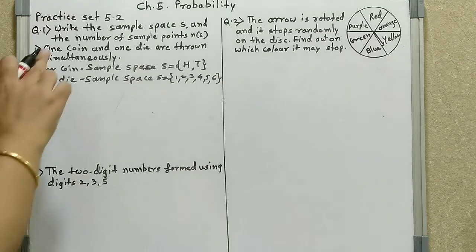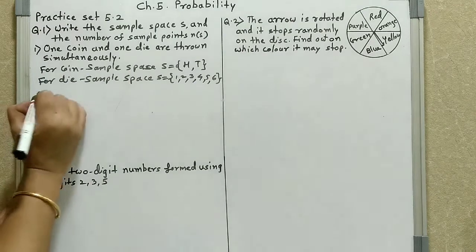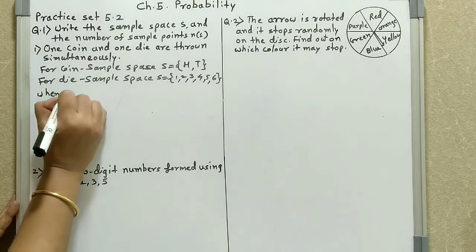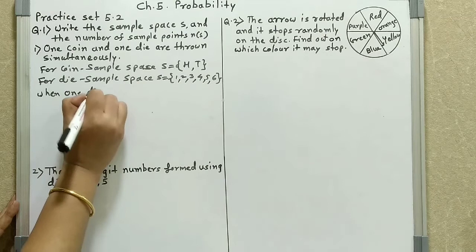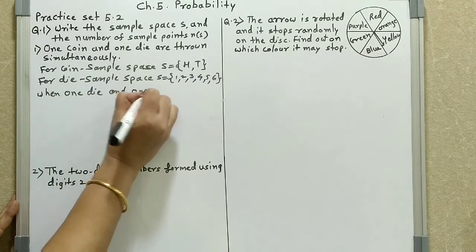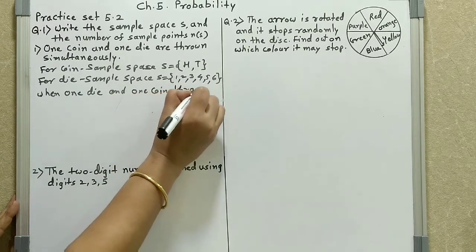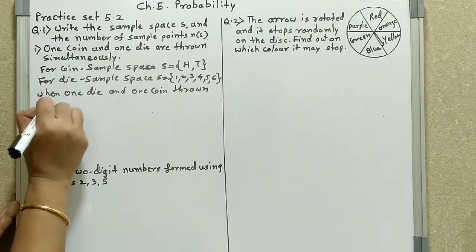Now, what about one coin and one die thrown simultaneously? So we write here, when one die and one coin are thrown simultaneously.